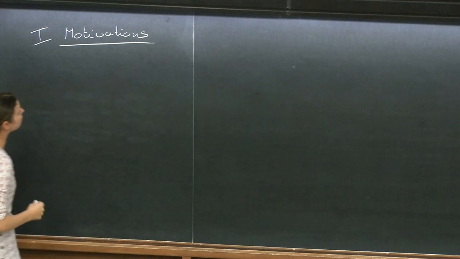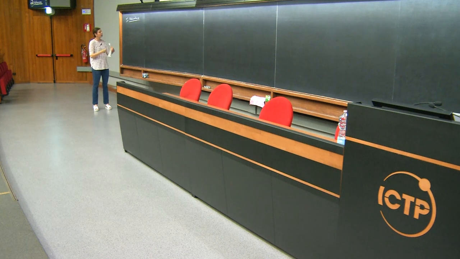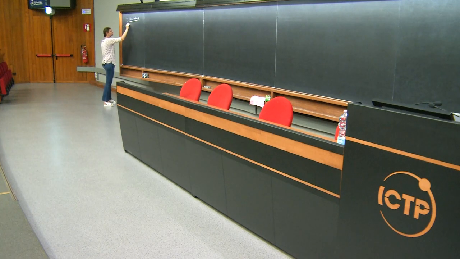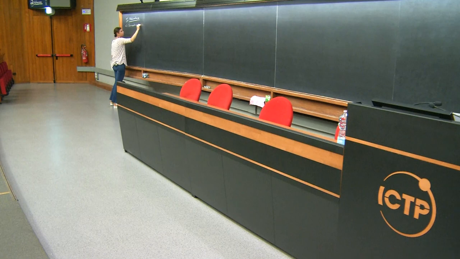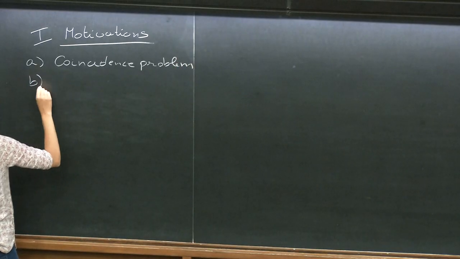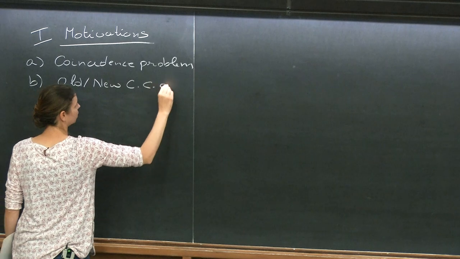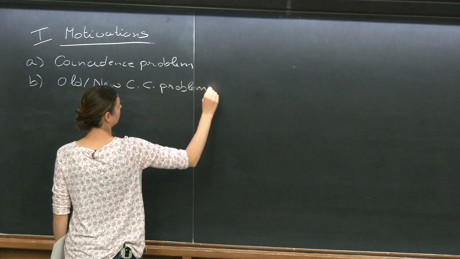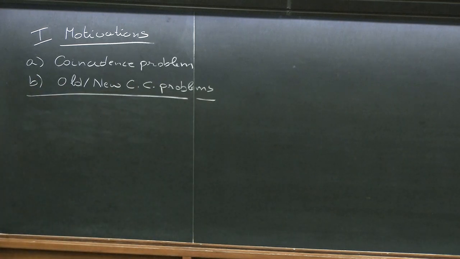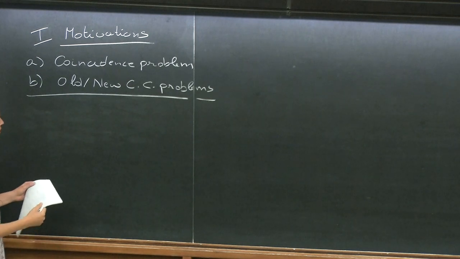And some of you may already be quite familiar with a lot of what we're going to be doing today, particularly the coincidence problem, the cosmological constant problem, but I think it's good to put everybody at the same level and also to put down the language we're going to be using for the next three lectures. So we're going to go today through the coincidence problem, and then through the old and new cosmological constant problem. And so these two things are motivations for looking at alternatives to just having a cosmological constant as the driver of the accelerated expansion today.